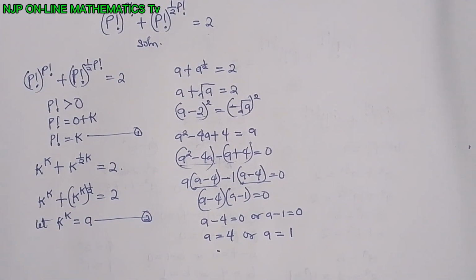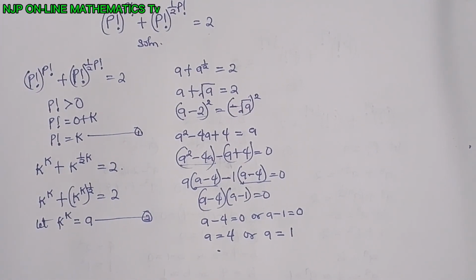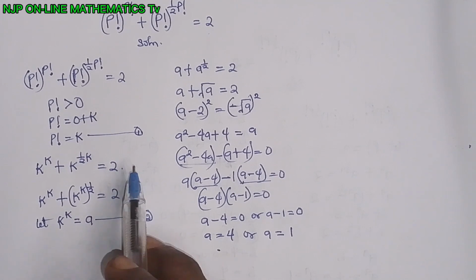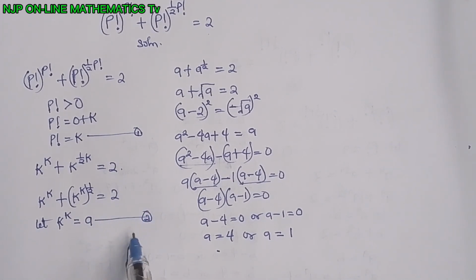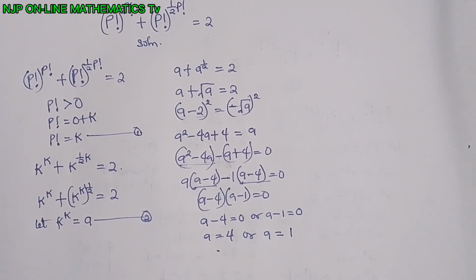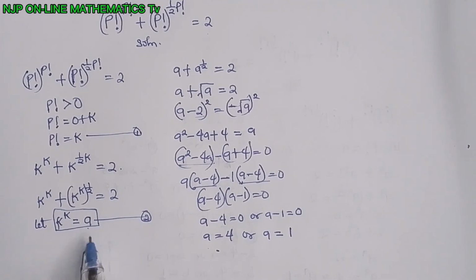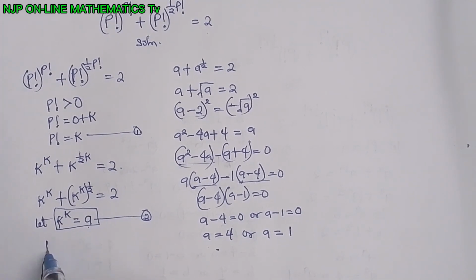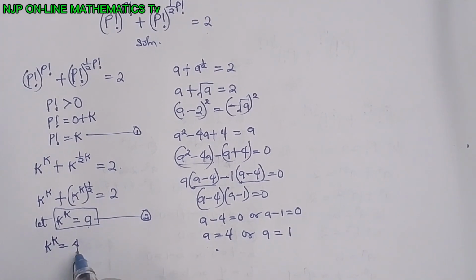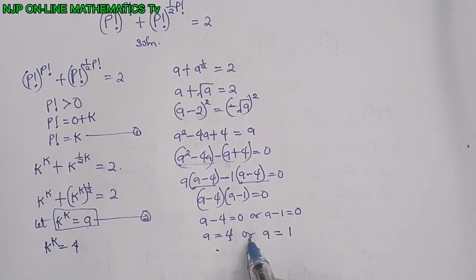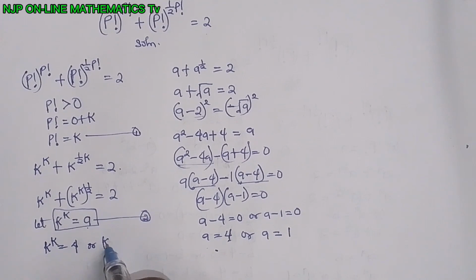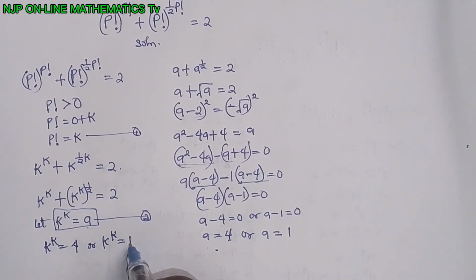So the next step is to recall from the two relationships that we just derived for ourselves to determine the value of p. So we said that k^k = a. From here, it means that k^k = 4, which is the value for a, or k^k = 1.